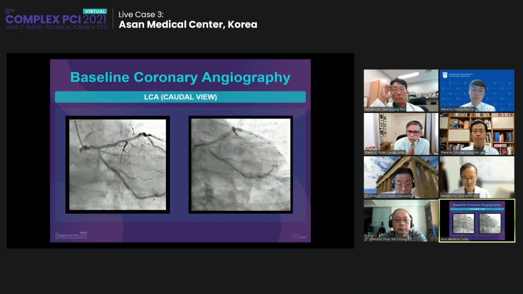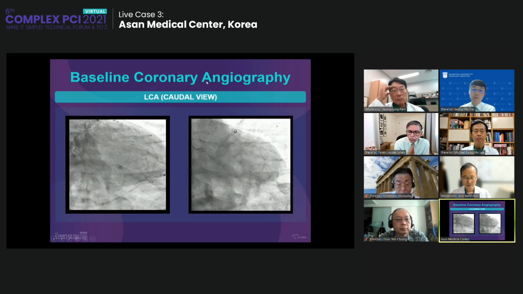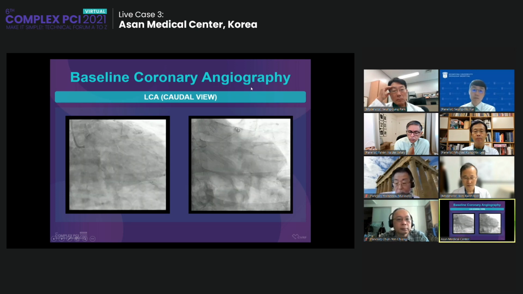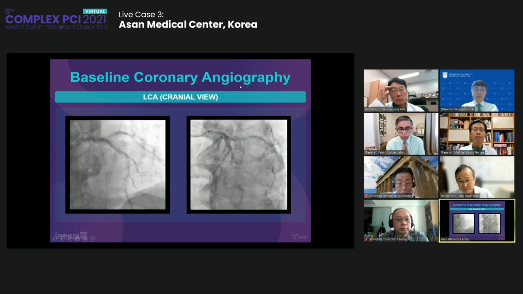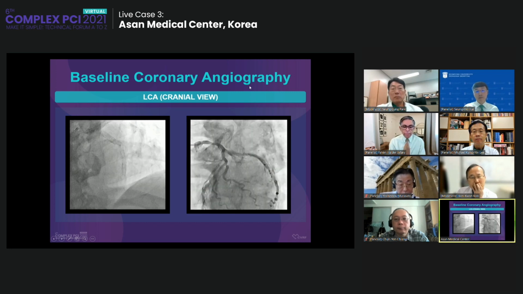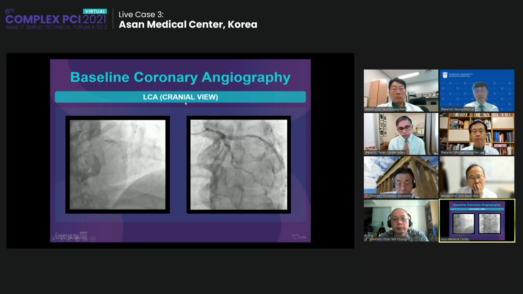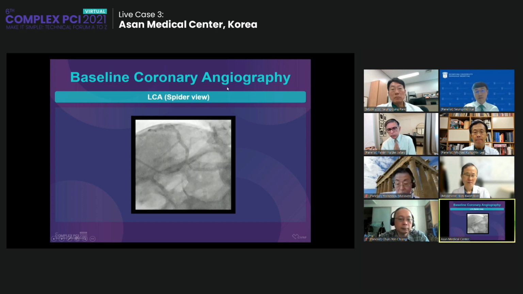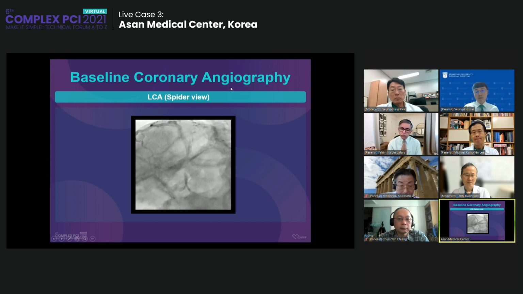We also checked the LAD. It looks not so severe, and the proximal LAD, left main, and proximal circumflex have some intermediate disease. In cranial view, you can see some intermediate stenosis of the left main and proximal LAD. The stent is patent, and the distal LAD also looks okay. This is the spider view. You can see some stenosis of the circumflex, and ambiguous regions in the proximal LAD. This is the coronary angiography of this patient.